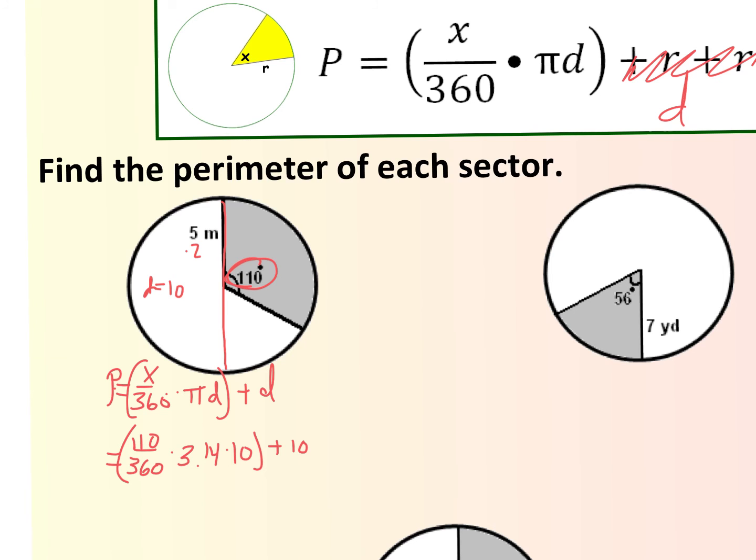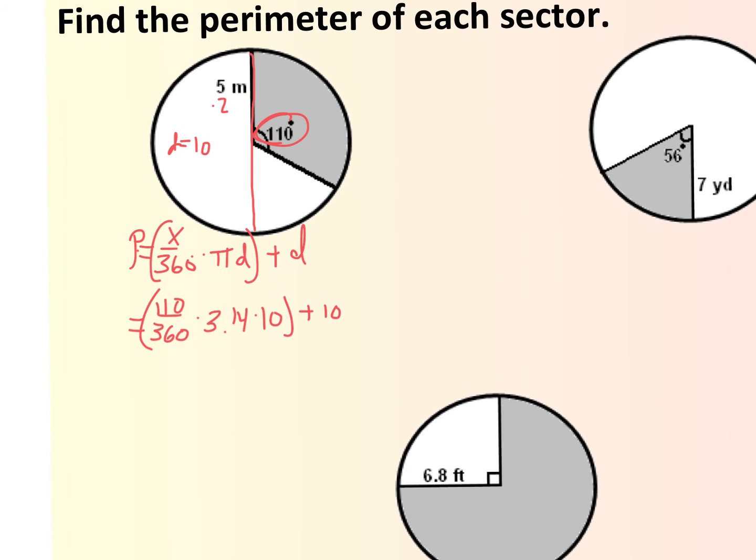So when you type all that in a calculator, you come out with 19.59 meters. Remember, we don't square our perimeter, so we are done at that point right there. You can go ahead and pause the video, try the next two. The last one there's a little tricky, so make sure you take an extra second to take a look at it.